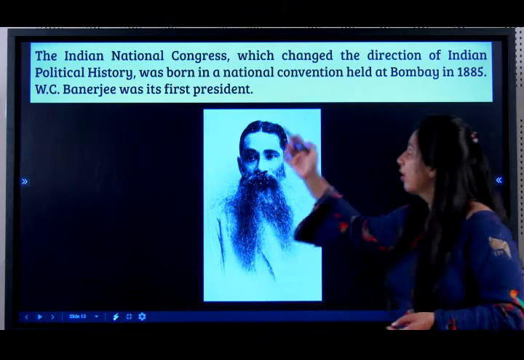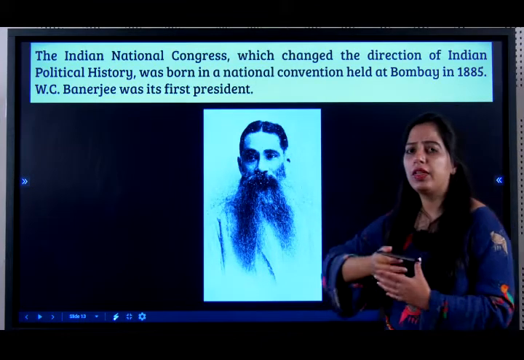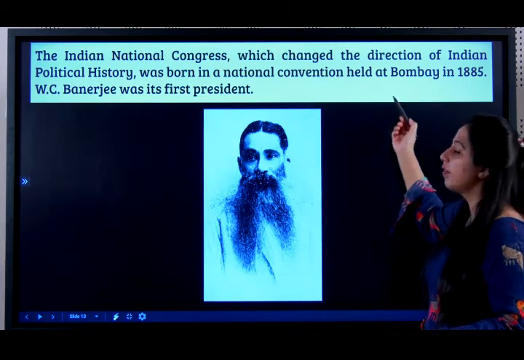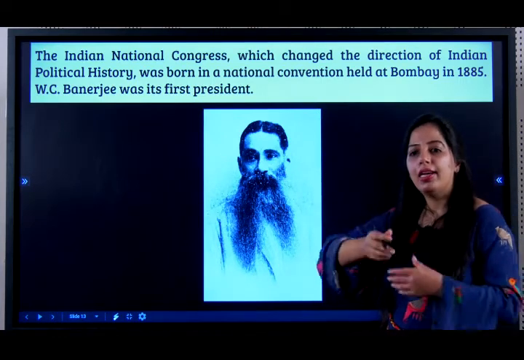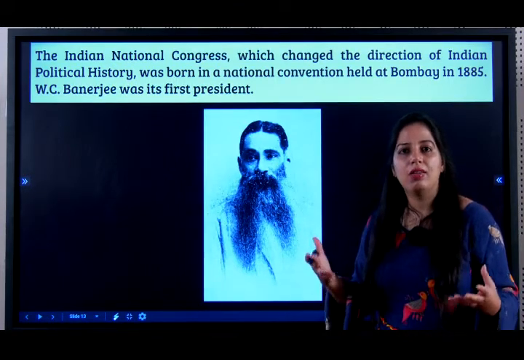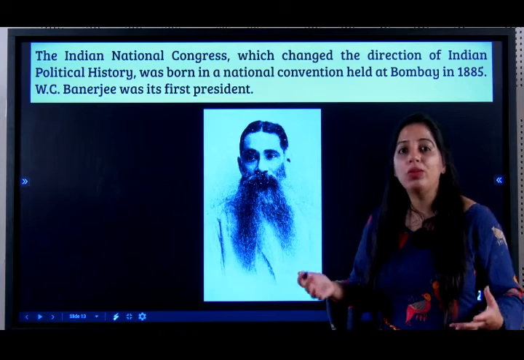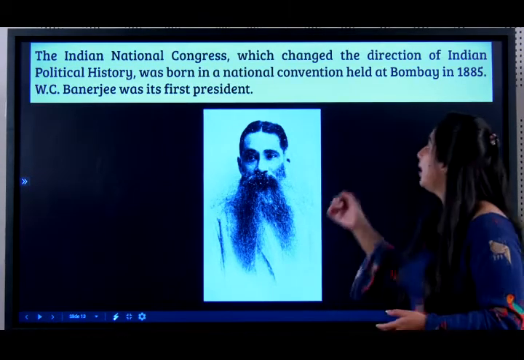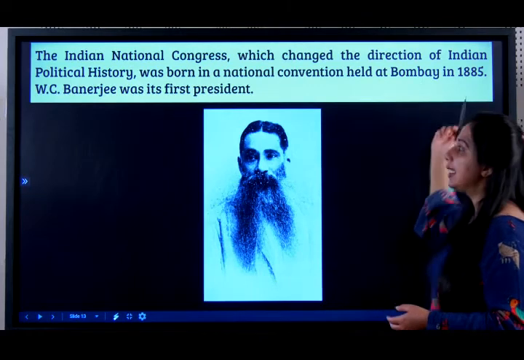The Indian National Congress, which changed the direction of the Indian political history, was born in a national convention. Convention means a gathering where a lot of Indians had met to discuss what is nationalism, what can we do about it. A convention is a gathering where all these Indians met. It was held at Bombay in 1885.